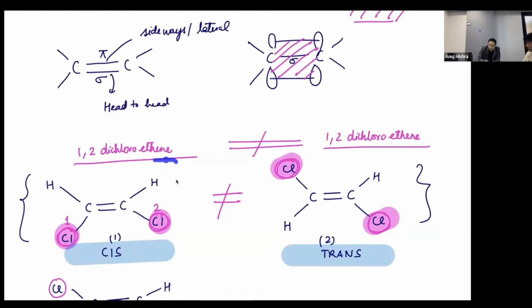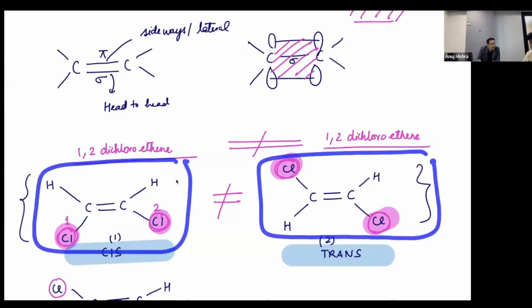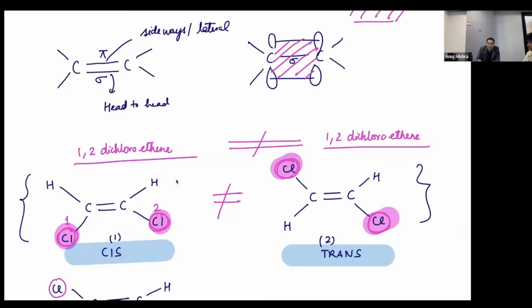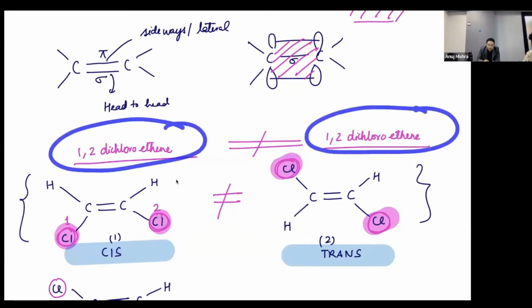Yeah, see this structure and this structure are not the same. Geometrically they are different structures, right? But if you don't go into the depth of it, both of them have the name 1,2-dichloroethene. If I mark cis and trans, can I say these are two different possibilities?